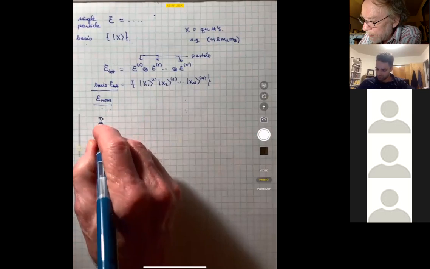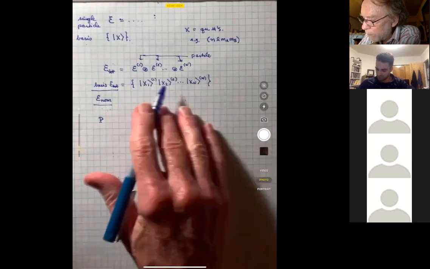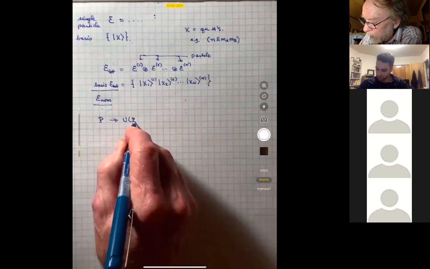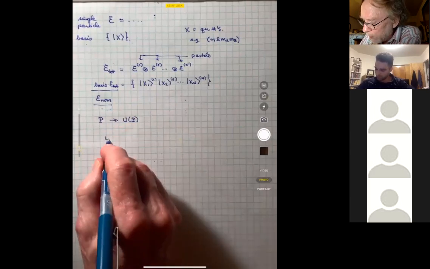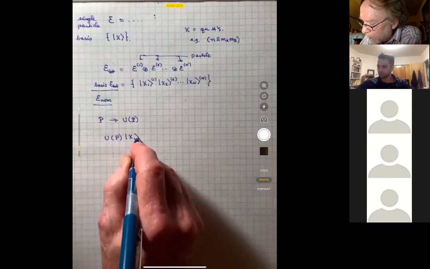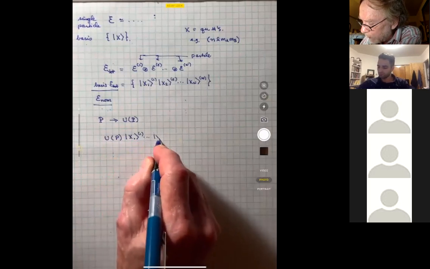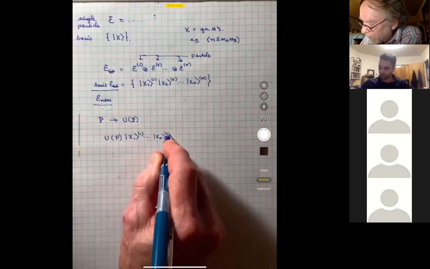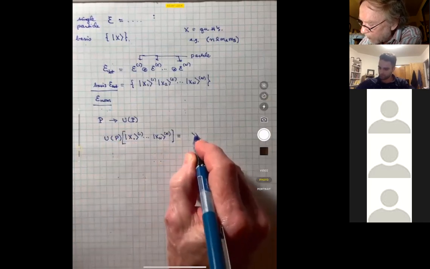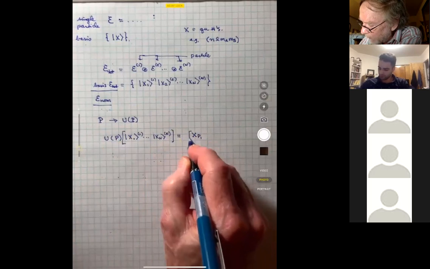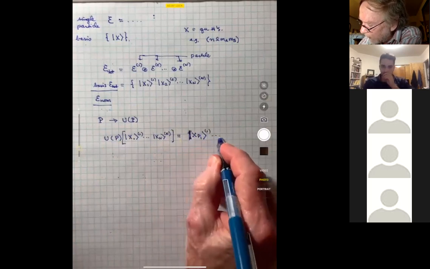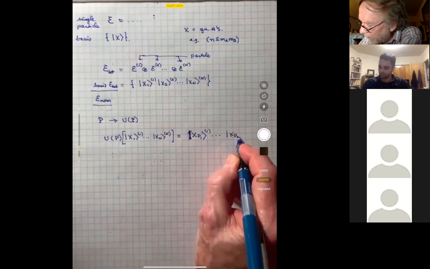Now, if P is a permutation of the n integers 1 through n, I'm going to associate this with a unitary operator I'll call U of P that acts on the Hilbert space. And U of P is defined this way. It acts on the product basis state x1 for particle 1 out to xn for particle n, and it produces the basis state x sub p sub 1 for particle 1 out to x sub p sub n for particle n.